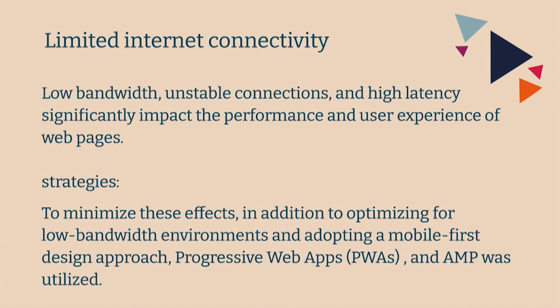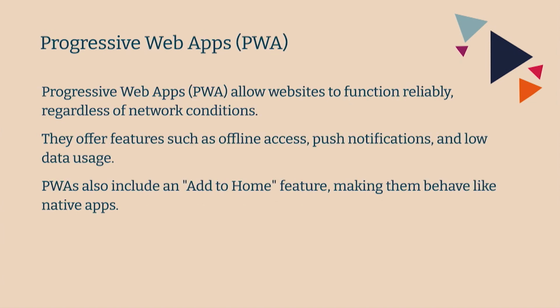The most challenging part was the limited internet connectivity. Bangladesh, like many other developing countries, faces internet connectivity issues like low bandwidth, unstable connections, and high latency, which significantly impact the performance and user experience of the web pages. To minimize these effects, in addition to optimizing for low bandwidth environments and adopting a mobile-first design approach, progressive web apps and AMP were utilized. So let's discuss the progressive web app.